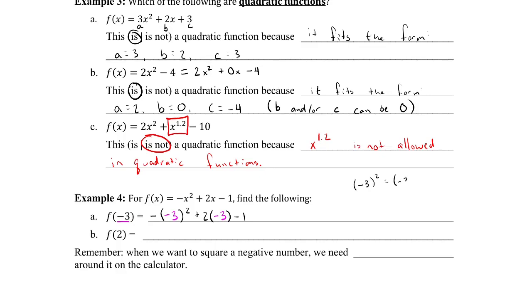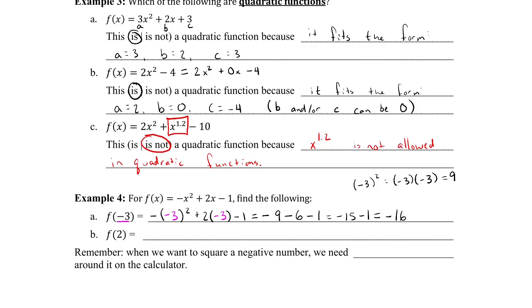Now, remember negative 3 squared means negative 3 times another negative 3. 3 times 3 is 9, and a negative times a negative is positive. So that works out to positive 9. So we have the opposite of a positive 9. And then 2 times negative 3 is negative 6. And then we have a minus 1. Negative 9 minus 6 is negative 15. Negative 15 minus 1 is negative 16.